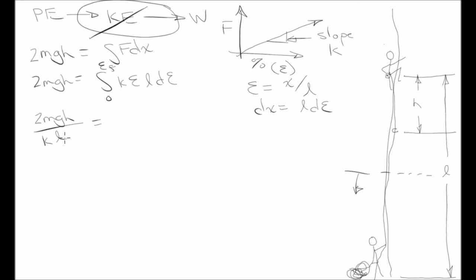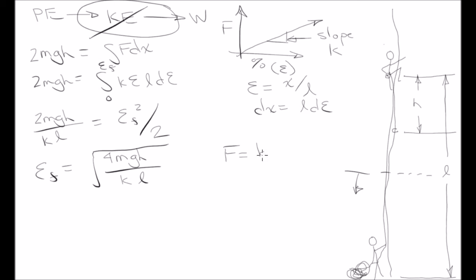With the constants over here, this integral becomes pretty easy to evaluate. It will actually turn out to be just this. And then we can solve for our final strain, which is the square root of that. And then here, based on the characteristics of our rope, we know that the force is equal to some constant, the slope K, times the strain. That means that the final force is equal to K times the final strain.